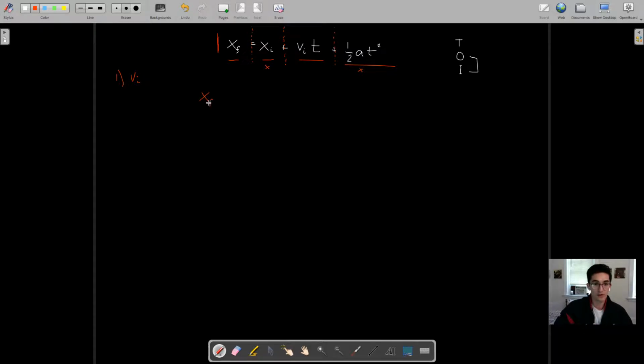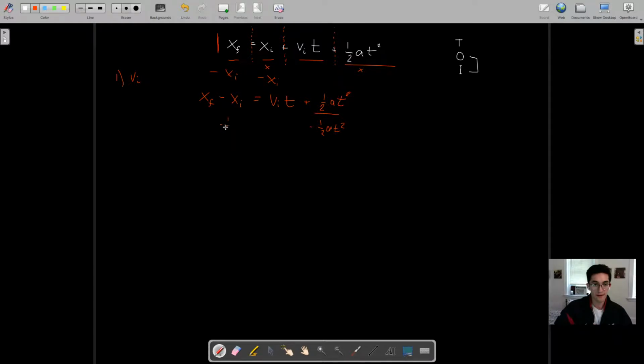And so we're going to have x final minus x initial is equal to v initial t plus 1/2 a t squared. Okay, so we've eliminated the first term from this side by subtracting it. We subtracted x initial from both sides here. Okay, now we also got to get rid of this term. So we're also going to subtract 1/2 a t squared from both sides of the equation.